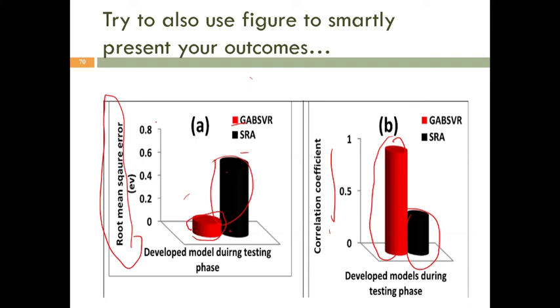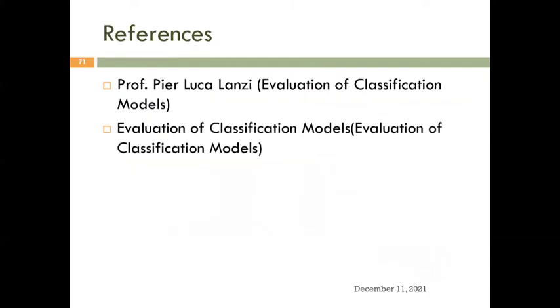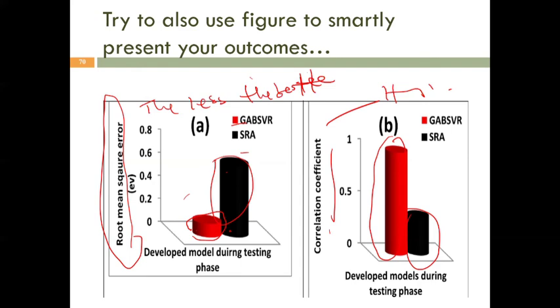And then you can add a caption: for root mean square error, the lesser, the better, whereas for correlation coefficient, the higher, the better. So this will hopefully help people clearly see at a glance the outcome of your work. This is what we are going to have as far as evaluating machine learning models and the performance measures we are going to use for those evaluations, as may be appropriate.